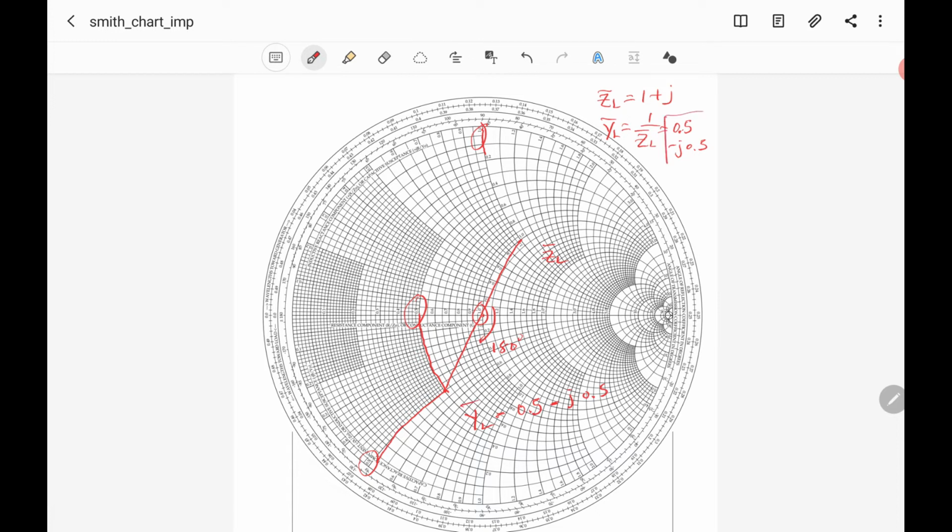So from the calculation, we have this. In the Smith chart, we simply move this point to the opposite side, and the point indicates the value 0.5 minus J times 0.5, which is equal to this. So that means if we move this ZL to the opposite side, then this value becomes the normalized admittance.